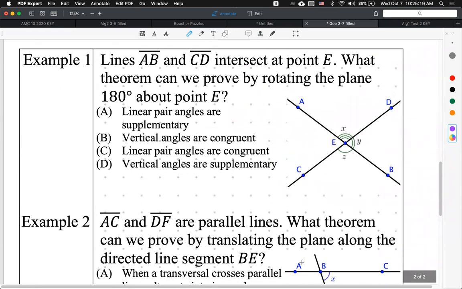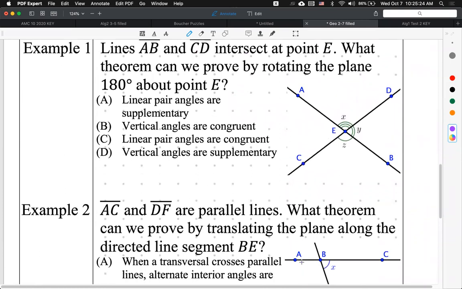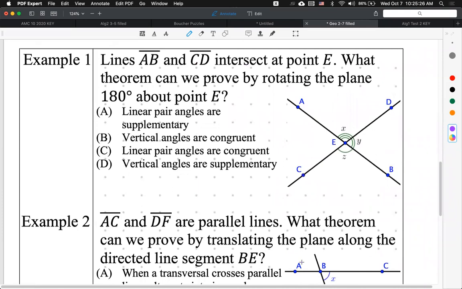Let's do example 1. And I think we saw both of these yesterday, so now we're just making it a little bit more neat and tidy. I have lines A, B, and C, D. They're intersecting at point E. What theorem can we prove by rotating the plane 180 degrees? And we have 4 choices.